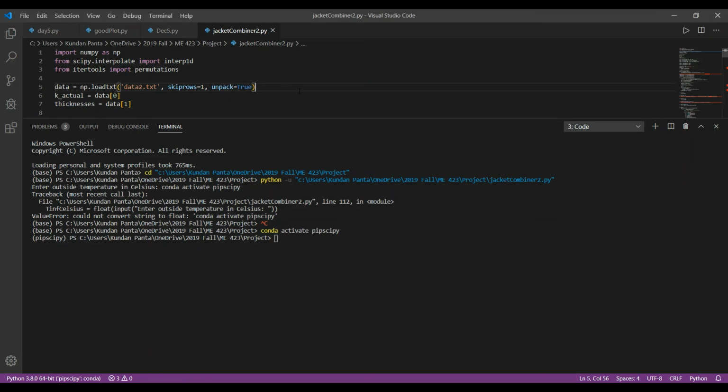So I'm going to run the program, and it's going to ask me for the temperature in degrees Celsius. It's -7 degrees right now. It's going to take a while to compute, so I'll fast forward to when it calculates the answers.